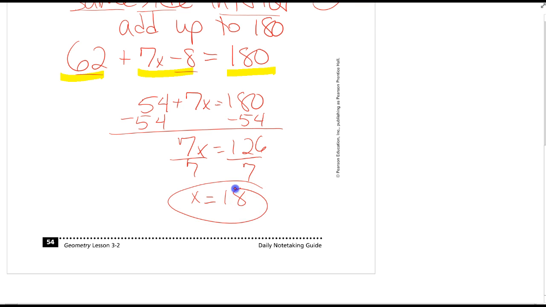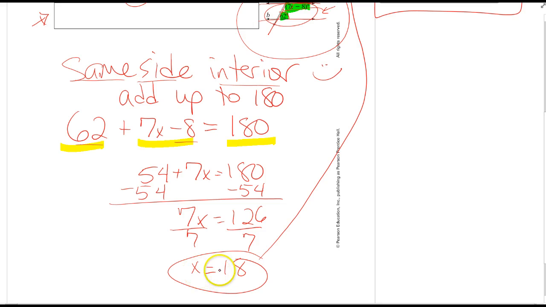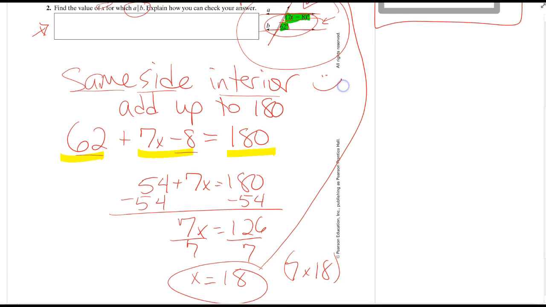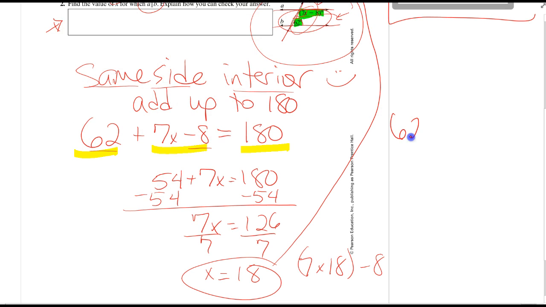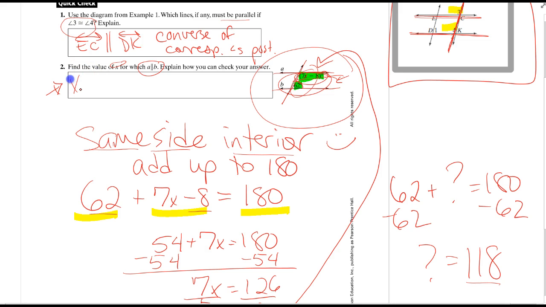But I'm not done. What would the angle measurement be up here? Well, I can do the algebra with it. 7 times the 18, and then take away 8. Or you could have said, hey, you know what? If these are supplementary, then 62 plus the thing I don't know adds up to 180. Subtract 62 from both sides, and the angle that we didn't know that we had an expression for, 7x minus 8, would be 118. Which also happens to be the correct answer here, because 7 times 18 is 126, take away 8, and you're at 118. So there we go, x equals 18. So the angles are 118 degrees and 62 degrees. Great. Now go to the practice section.